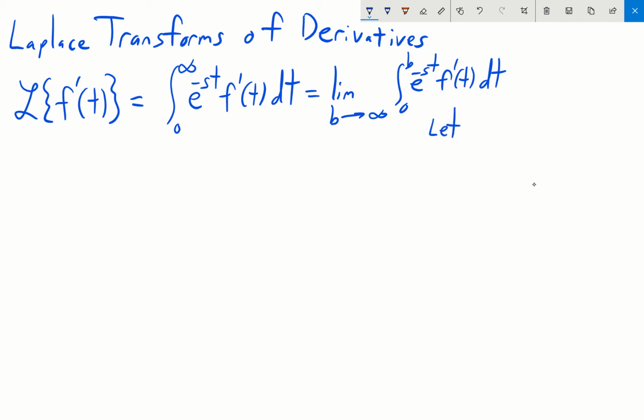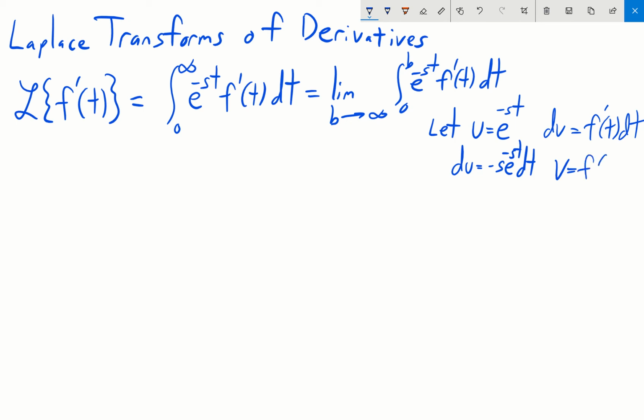Let's let u be equal to e to the negative st, and we'll let dv be equal to f prime of t dt. We differentiate to get du. We integrate to get v. The integral of f prime of t dt is simply going to be f of t.